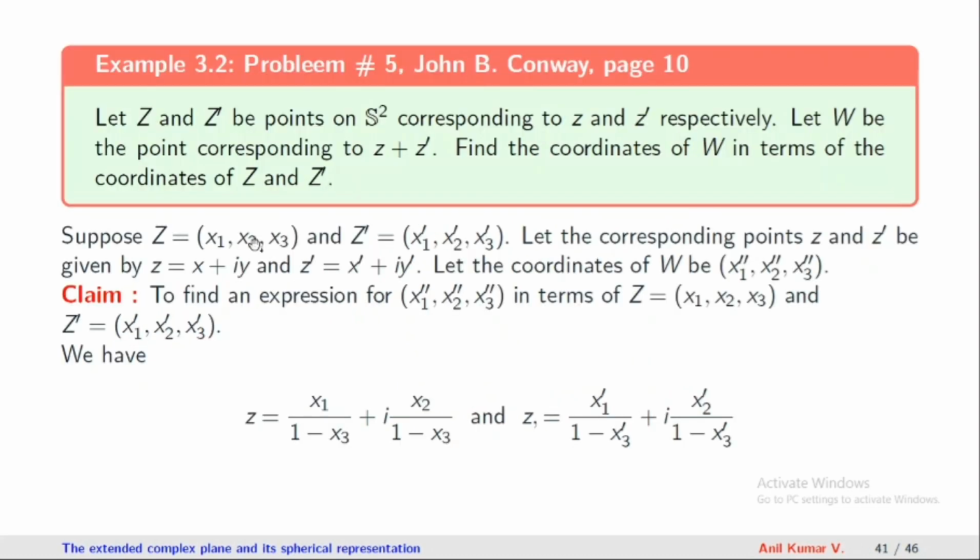I am going to conclude this section with a problem, and this is problem number 5 in your prescribed book. The problem is: let Z and Z prime be points on S2 corresponding to z and z prime respectively, and W be the point corresponding to z plus z prime. Find the coordinates of W in terms of the coordinates of Z and Z prime.